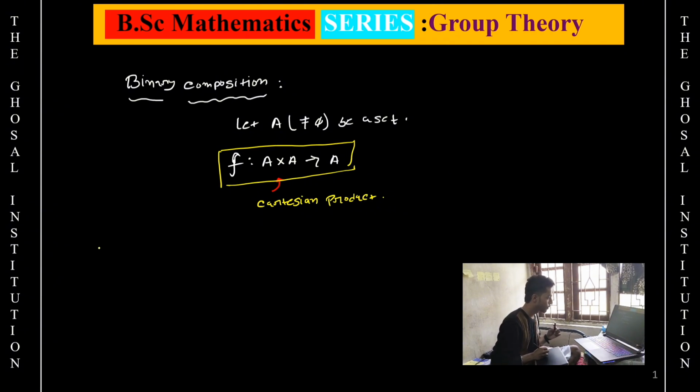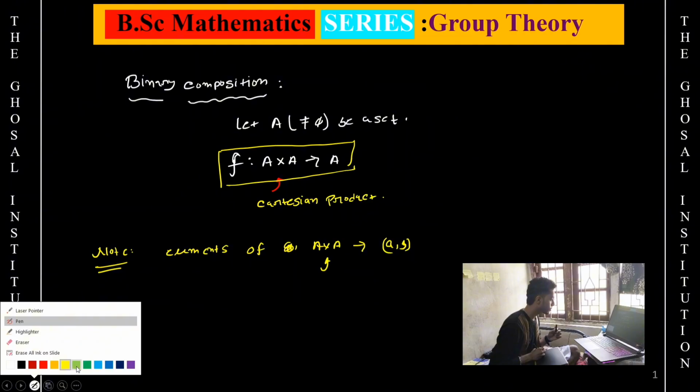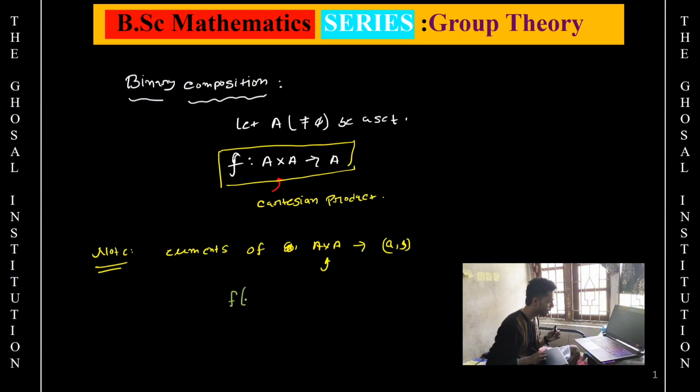Now, what does it mean? First, note the elements of A cross A. They look like A comma B type, a pair, because it is from A cross A. The first element is from A and the second element is also from A. So binary composition means that if we consider the pair A comma B, its image under F will go to A. I didn't define how it goes to A, or in which format, but it is confirmed that the image of A comma B will go into the set A.